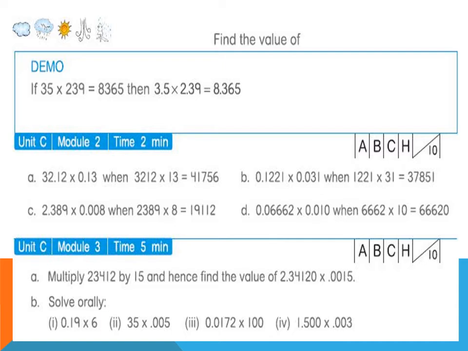Now in part B, solve orally. Try to solve this orally because you know how to shift the decimal point to the right hand side and left hand side. You have learned this in class 5 also, in class 6 also.